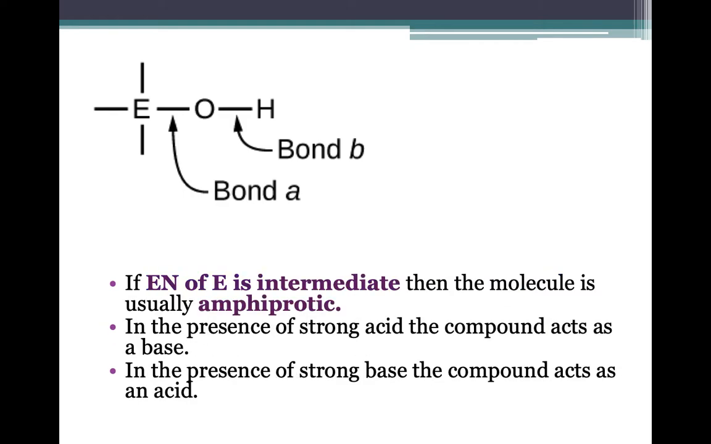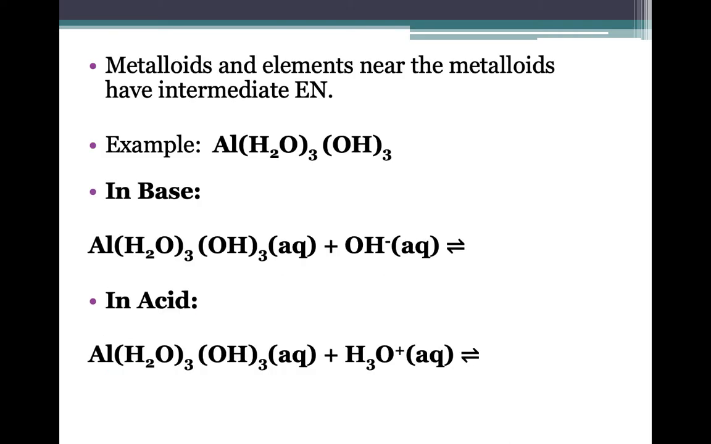So if E is somewhere in the middle, it's not real metallic, it's not real non-metal in nature, it's got an intermediate electronegativity value, then this species will be amphoteric or amphiprotic. It will, in the presence of a strong acid, work as a base. In the presence of a strong base, it'll work as an acid. So metalloids and elements near the metalloids have intermediate values.